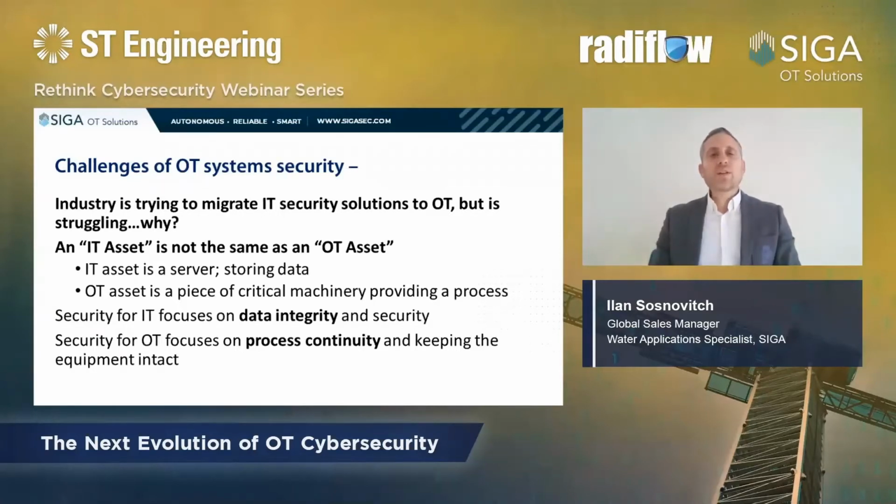Why? Because the very definition of what an asset is in IT is different from OT. In IT, the asset we're trying to protect is the data or the server that stores the data. But in OT, the asset is the critical machinery providing a physical process. That's why the definitions are quite different. Security for IT focuses on data integrity, and security for OT focuses on process continuity and keeping the equipment intact.